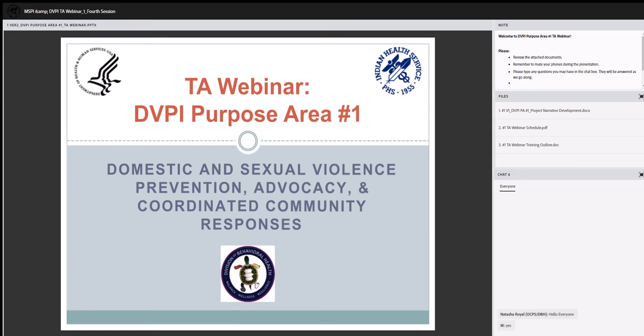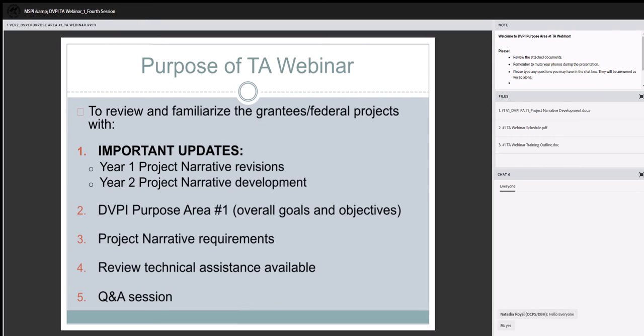There's also below in the middle column, it says files, and that is where you will find the webinar outline, the training outline, and the DVPI Purpose Area 1 project narrative checklist. And we'll talk about that a little bit as we go through the slides.